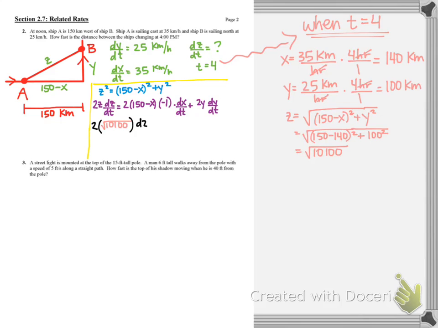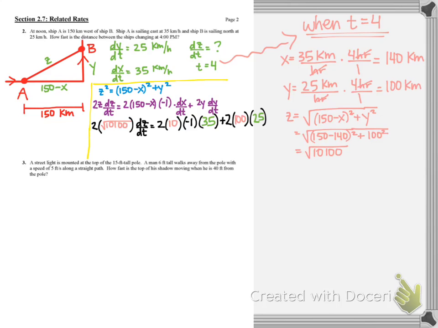My dz/dt is what I'm trying to solve, so I will leave that alone. And I have 2, still have 150 minus x, which is 10. This 10 is coming from 150 minus 140. I still have the negative 1, and dx/dt from the green above was 35 kilometers per hour. Plus, I have 2, y is 100, which I found off to the right. dy/dt is 25 kilometers per hour. I tried to color code this to make it easier for you to see.